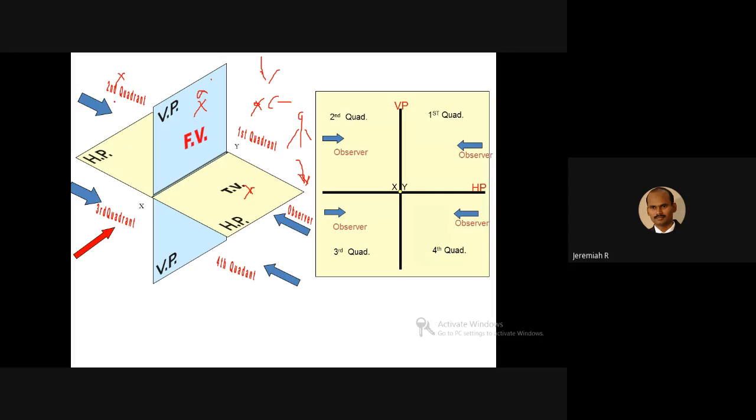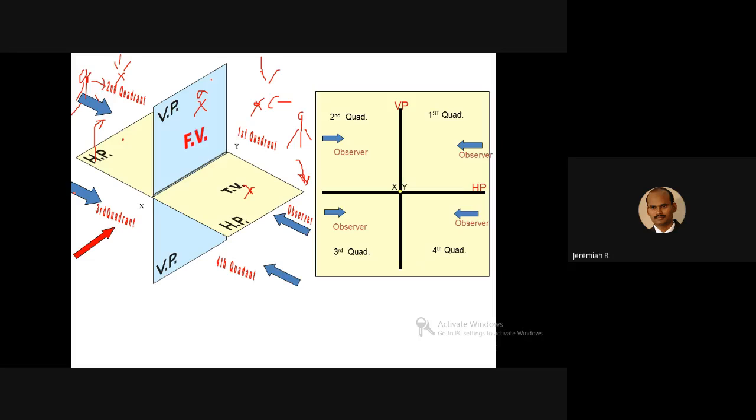So this is above HP, but the backside is called behind VP. So behind VP but above HP. Here the observer, when you just see from the front, you'll get front view here. Front view means you have to mention A dash. You just see from the top, you'll get some point here on the HP. HP you have to rotate in clockwise direction. So front view, top view, everything will be above XY line.